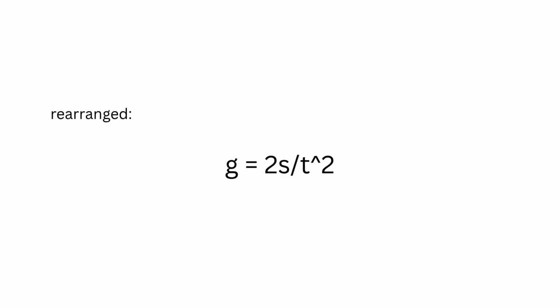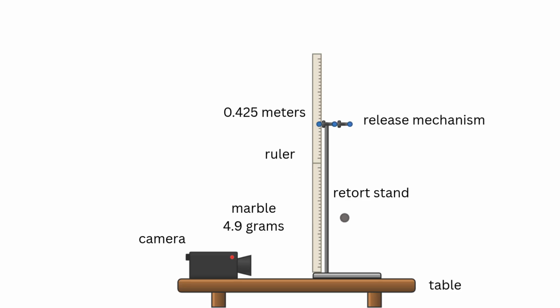We dropped a ball from a measured height of 42.5 centimeters, or 0.425 meters, and the fall time was recorded using frame counting software to determine the exact moment the marble hit the floor. This, along with the hair trigger release mechanism, mitigated one potential challenge, as human reaction time can induce error.